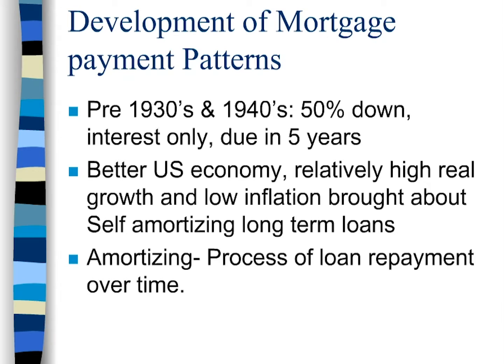After that, we got a better economy in the U.S., with relatively high real growth and low inflation, and it brought about the idea of the self-amortizing loan. Amortizing is the process of loan repayment over time. If we say that we're amortizing a loan, then most of the time the goal is to make that loan balance zero. We'll look at a balloon payment once in a while, where your goal is to get it down to a certain amount.